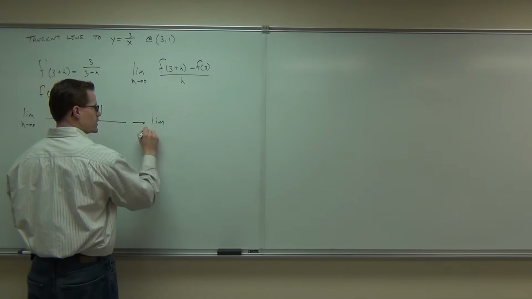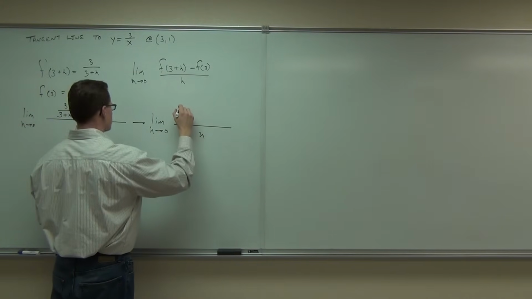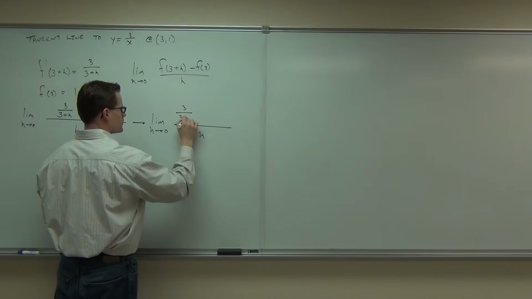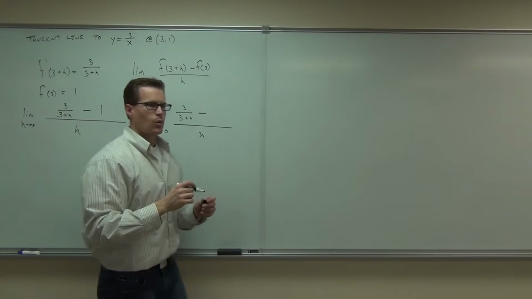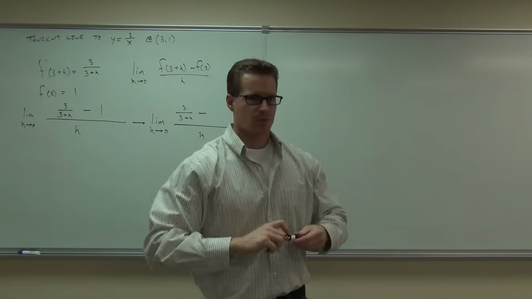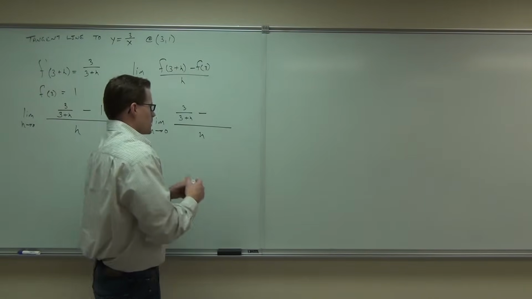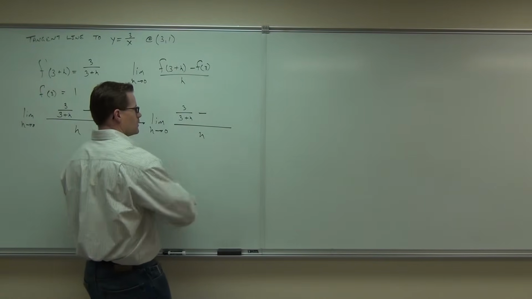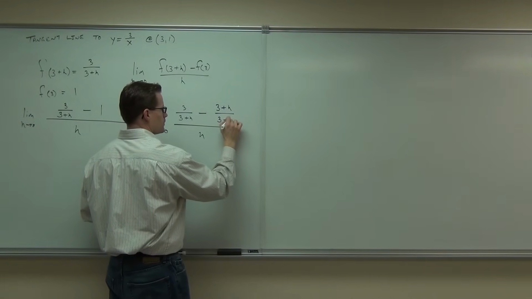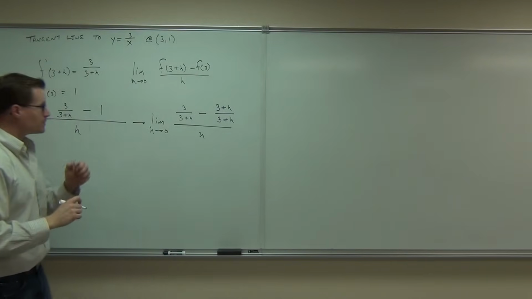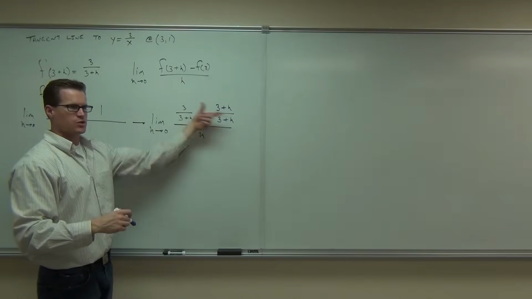notice you're still writing limit. I have 3 over 3 plus h minus, instead of having 1, would you be okay if I put 3 plus h over 3 plus h? Is that the same thing? Sure, yeah, may as well. One becomes that. That is still 1. I'm just writing it special so I have a common denominator.